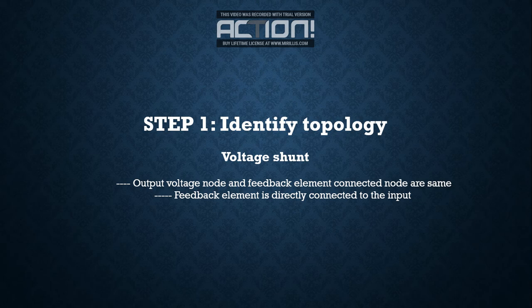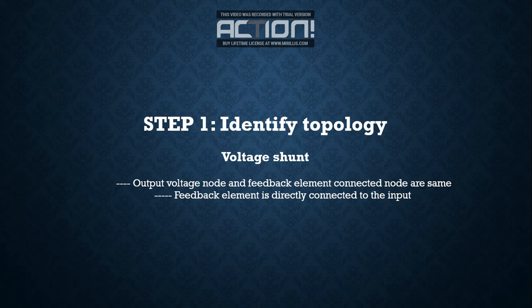Let's see about voltage shunt. In this topology, this is nothing but a voltage sampling and shunt mixing combination of circuit. How to find the topology? That's what is important. A lot of techniques are there, but I follow an easier technique which will be more efficient and effective for us to identify the topology.